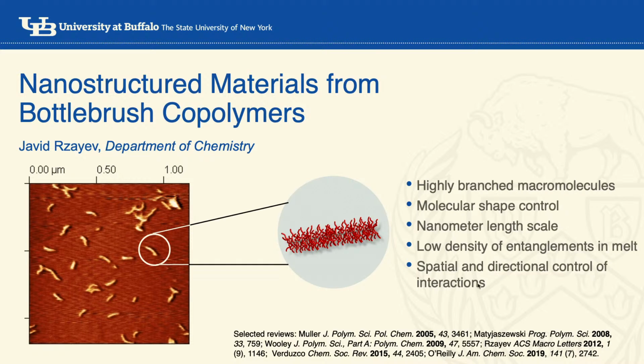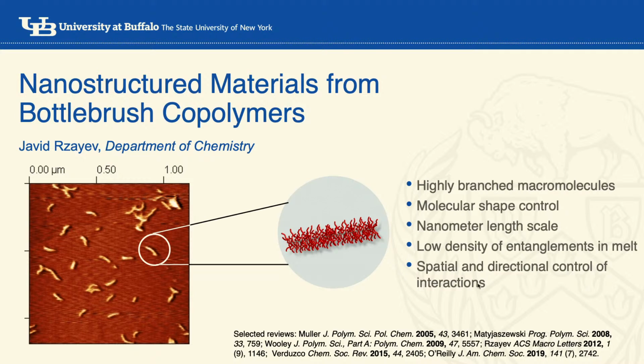Right? So these molecules are very big. The typical molecules we work with have molecular weights in the millions of grams per mole. They're big enough that you can visualize them individually. This is an atomic force microscopy image of bottle brush copolymers deposited on a surface. Every particle here represents a single molecule, a single bottle brush molecule.